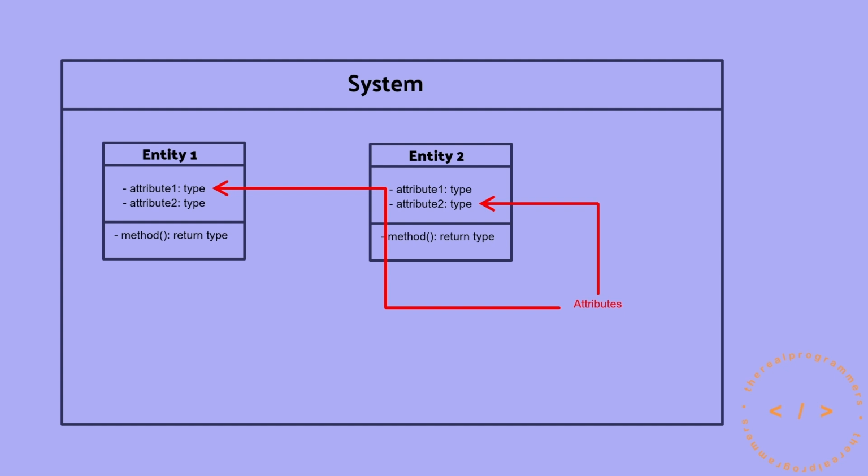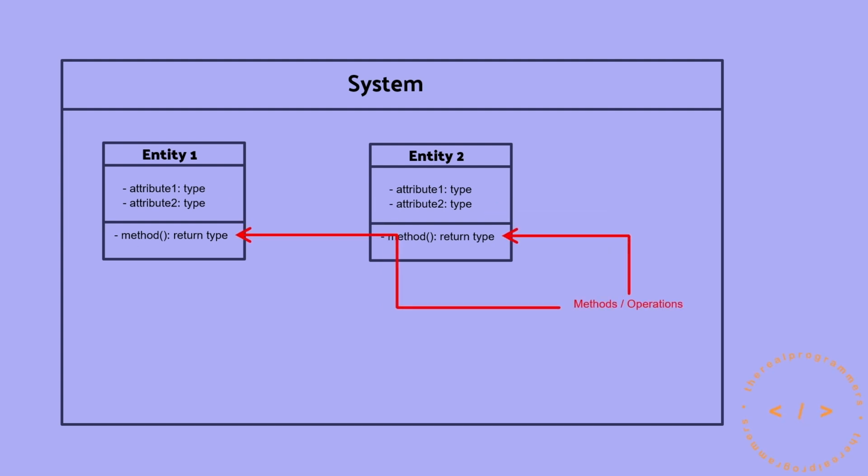Attributes represent the properties or data fields of a class. We will revisit this section to understand the different components and symbols used in this section. And the third compartment or the last compartment contains the methods or operations supported by the class. Methods or operations in a UML class diagram represent the functions or behaviors that a class can perform.